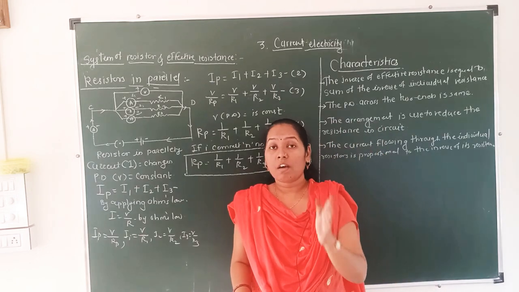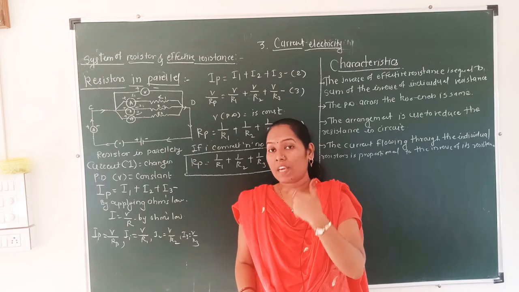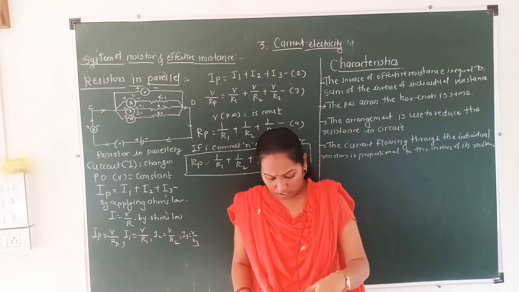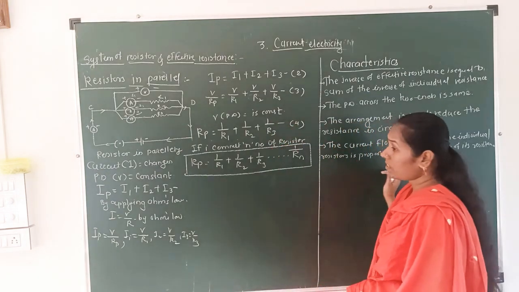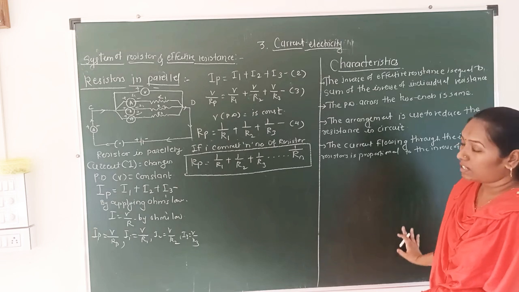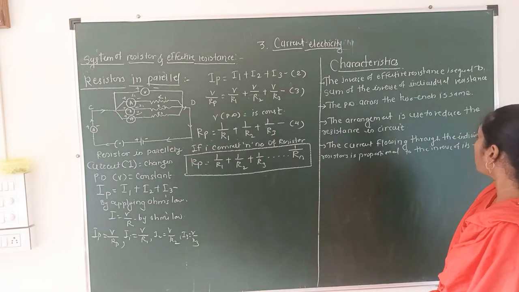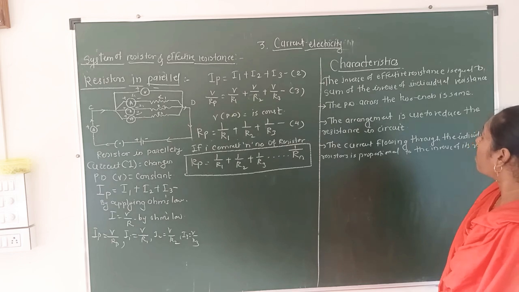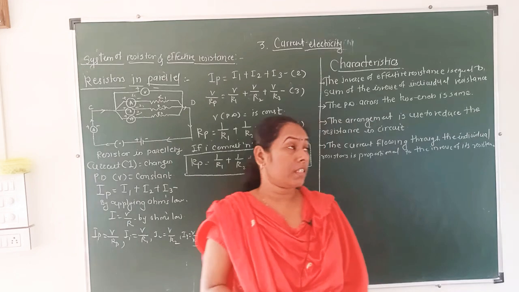The first one is: when resistors are connected in parallel, the current is variable and the potential difference remains constant. Here are some characteristics of resistors connected in parallel. The first characteristic is that the inverse of effective resistance is equal to the sum of the inverse of individual resistances, same as for resistors in series.